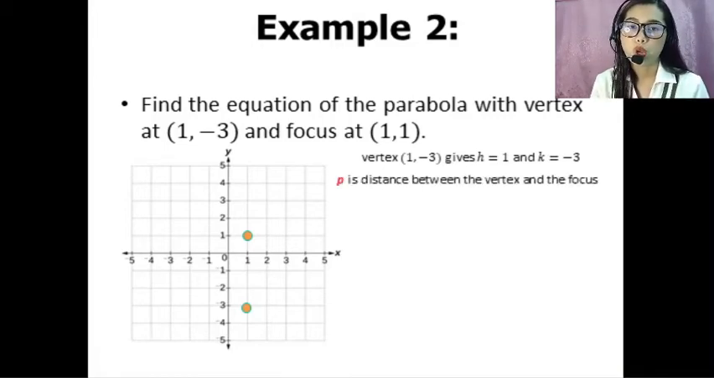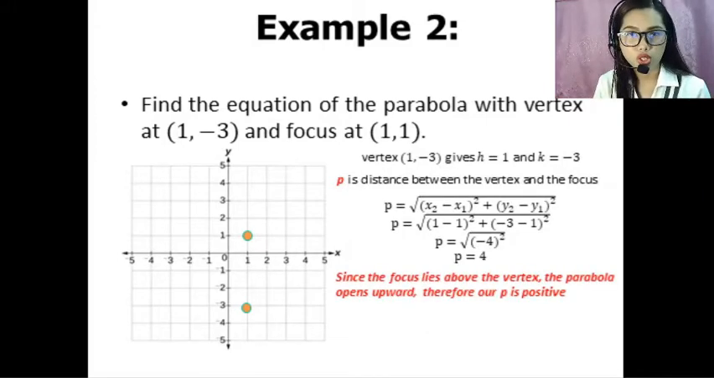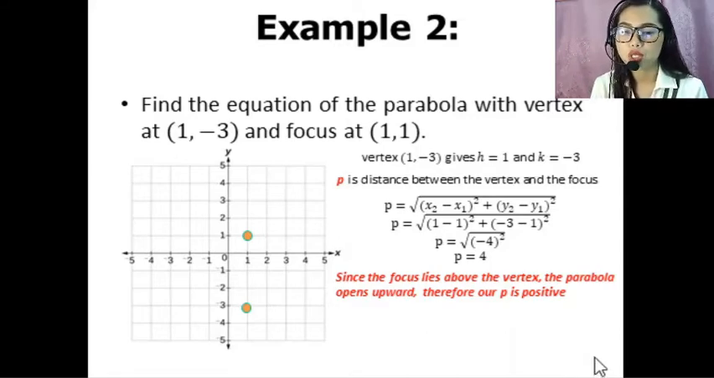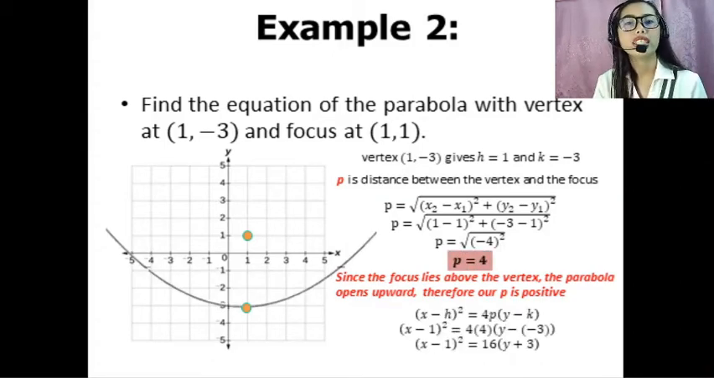Again, p is the distance between the vertex and the focus. If you count the grids, you'll have 1, 2, 3, 4. If you use the distance formula, you still have the same answer, which is 4. Since the focus this time lies above the vertex, the parabola opens upward. Therefore, our p is positive. Substituting all the values of h, k, and p, you will have the equation (x minus 1) squared equals 16 times (y plus 3).